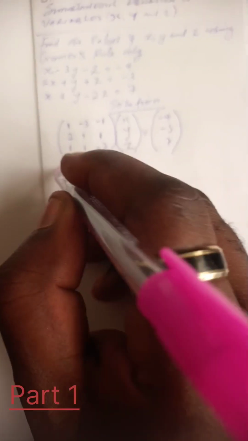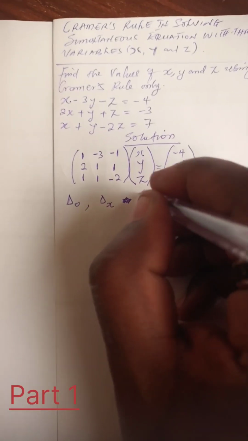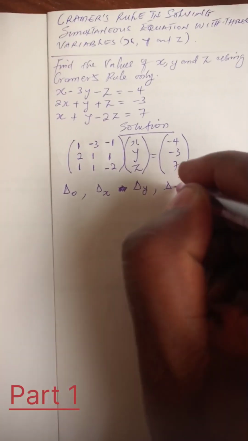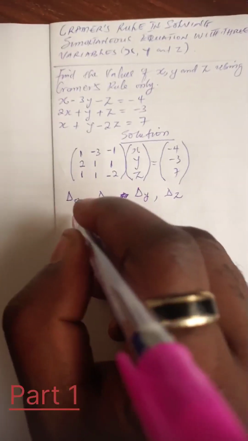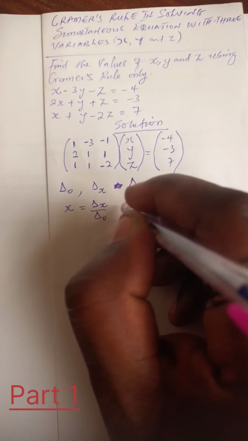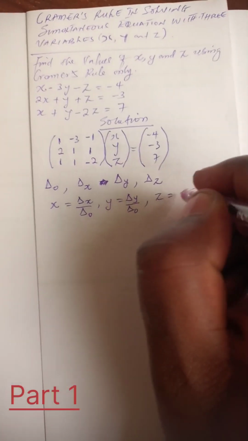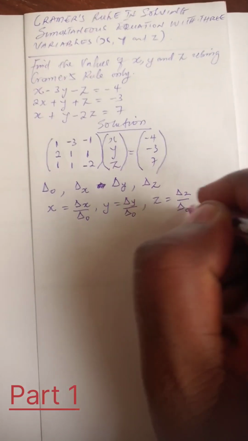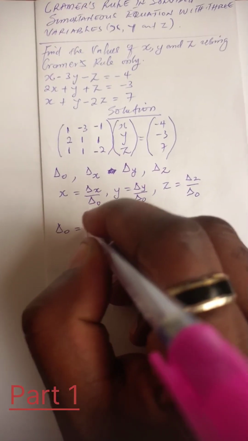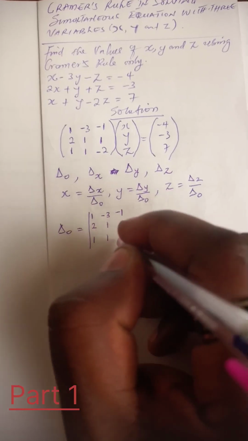Now, by Cramer's rule, first we'll always have to look for determinant 0, then we'll look for determinant x, and then we'll look for determinant y. Now, how do we get determinant z? We also follow the same method. But if you want to get x, you have to divide determinant x by determinant 0, which is the general determinant. If you want to get y, you divide determinant y by determinant 0. If you want to get z, you divide determinant z by determinant 0. Determinant 0 is going to give us the following values from the equation: 1, 2, 1, minus 3, 1, 1, minus 1, 1, and minus 2.